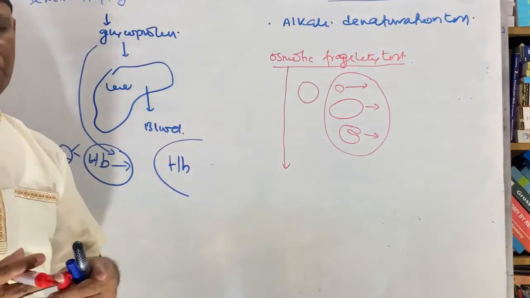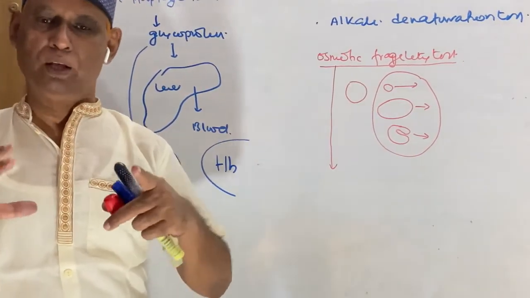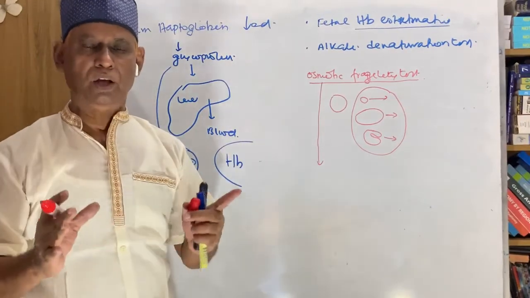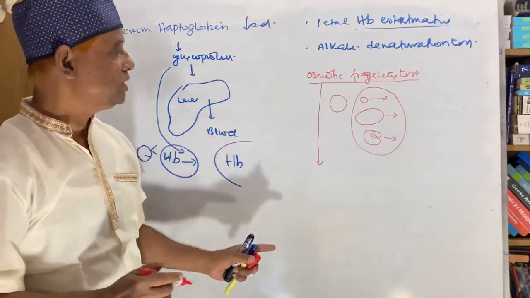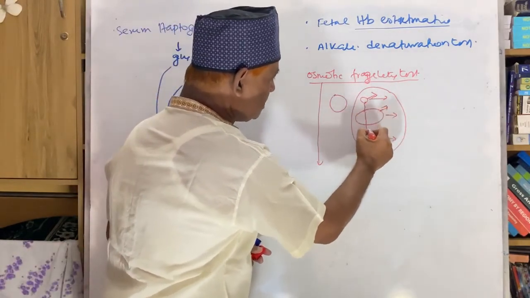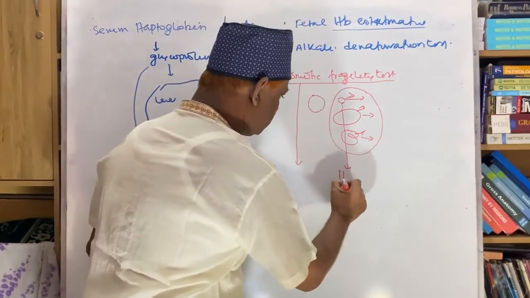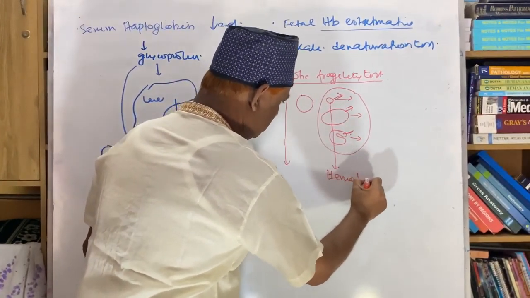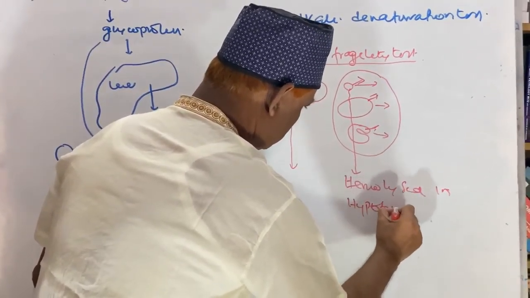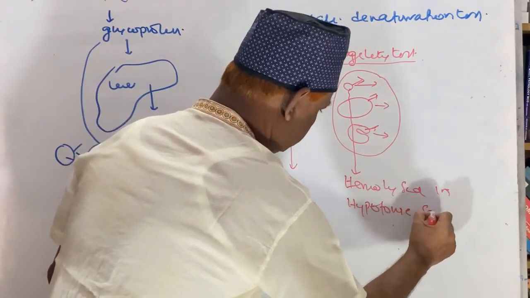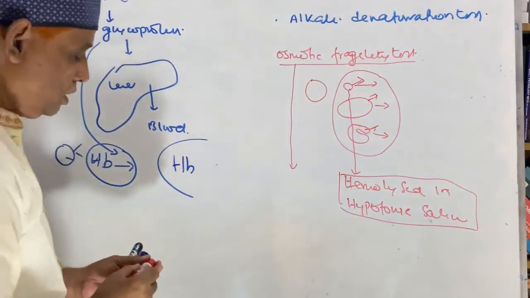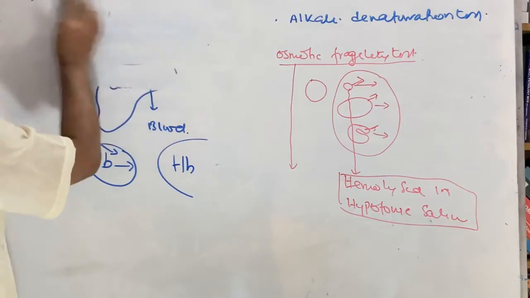Normally, a normal RBC containing an intact RBC membrane is not hemolyzed in hypotonic saline. But if there is a membrane defect, the RBC containing the membrane defect is hemolyzed in hypotonic saline. And this is the osmotic fragility test. It is done to know the membrane defect of RBC.